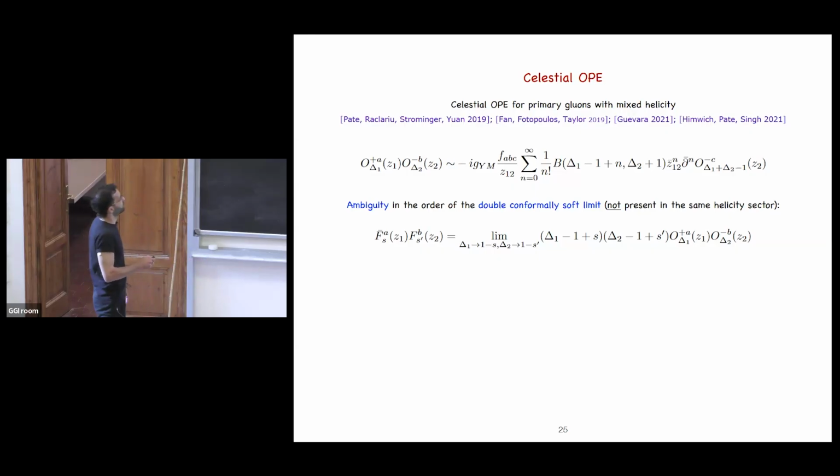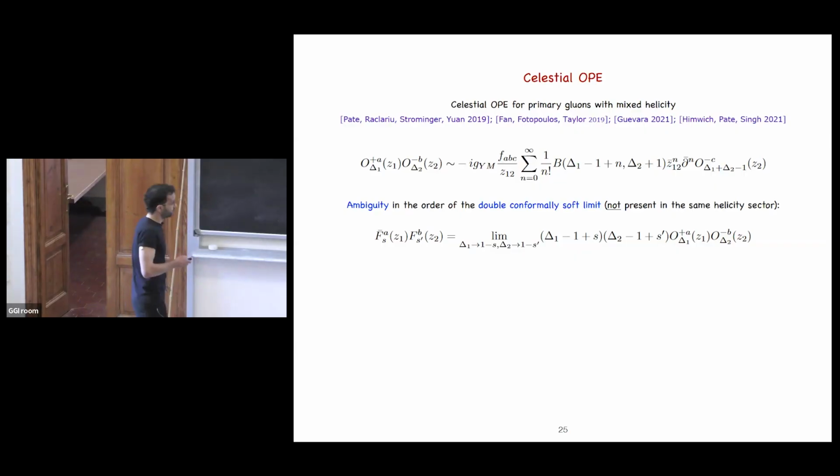And you have this OPE here that can be derived, again, using symmetry arguments, for instance. Now we know that there is an ambiguity in the mixed helicity sector, in which I go from this to an OPE that involves two soft gluons. If I take delta 2 or delta 1 going to 1 minus S and 1 minus S prime, at the same time or one before the other, we know that we get different answers, which we don't have in the same helicity sector.